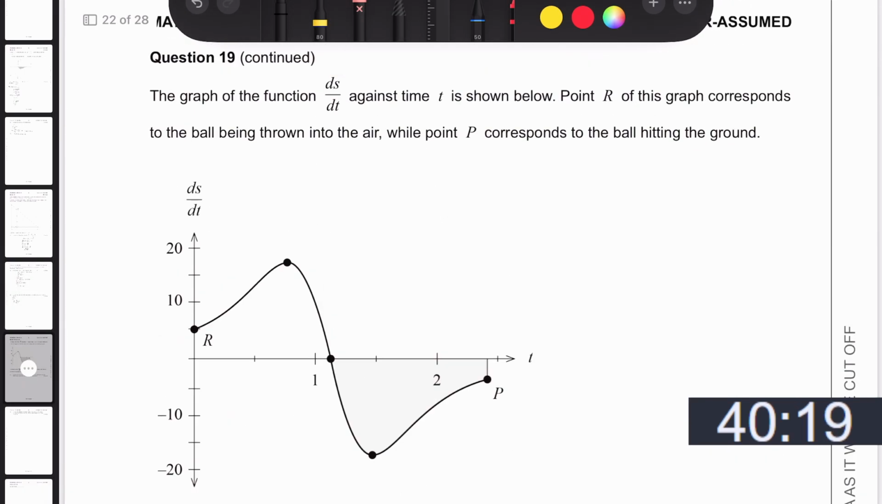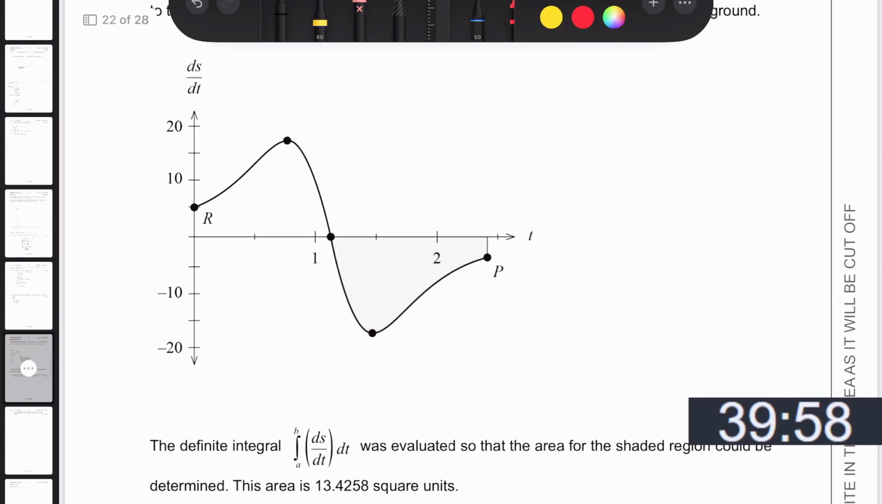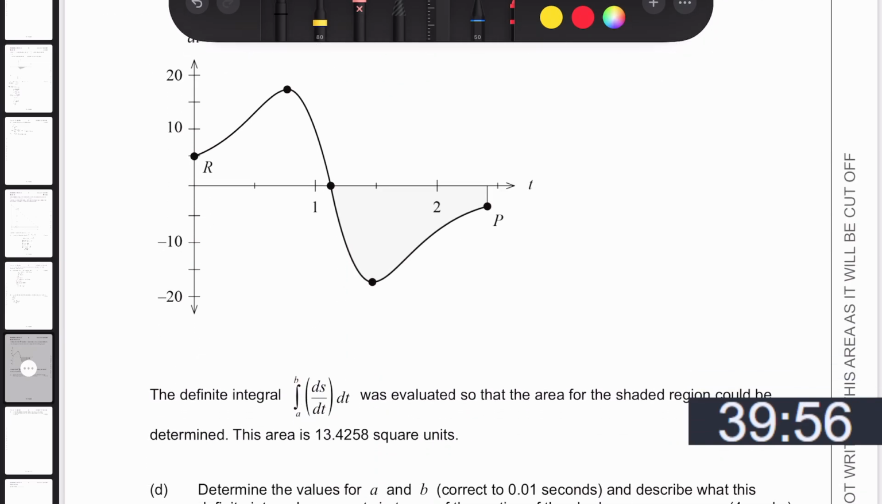The graph of the function ds/dt against time t is shown below. Point R of this graph corresponds to the ball being thrown into the air, while point P corresponds to the ball hitting the ground. The definite integral is equal in value to the area of the region. Determine the area, which is 13.45, in terms of the motion of the shadow.